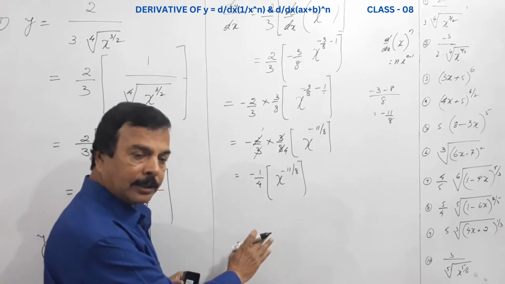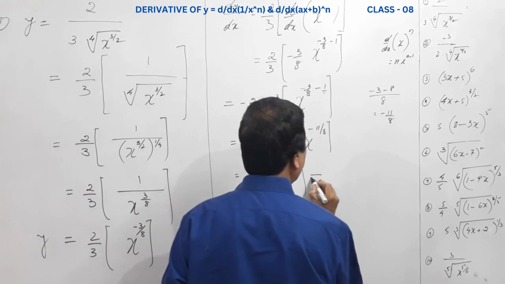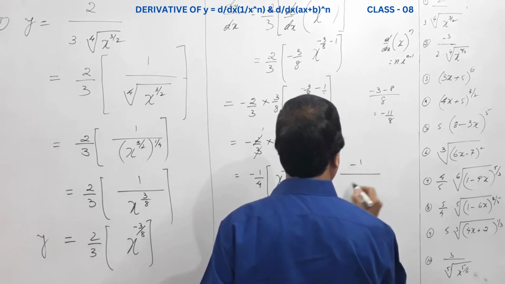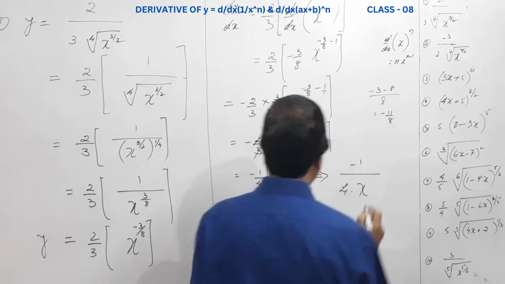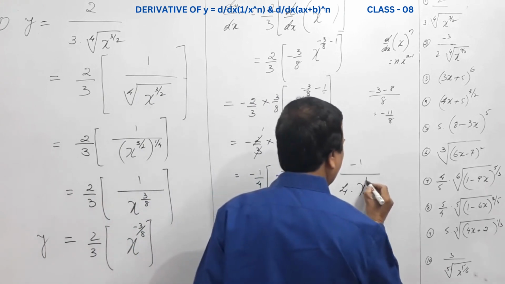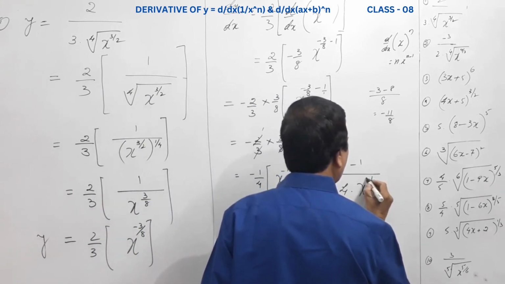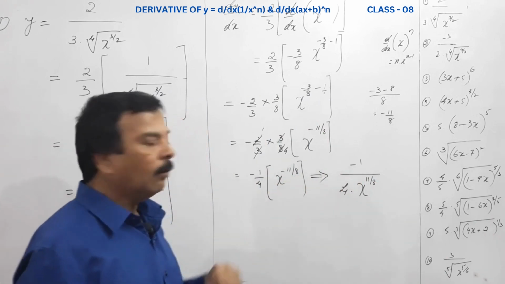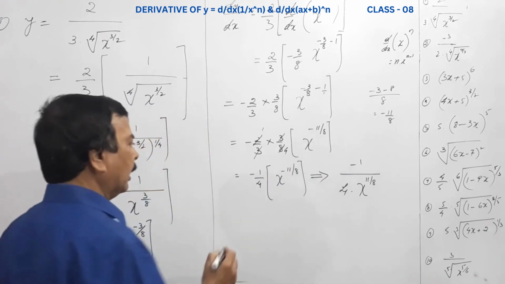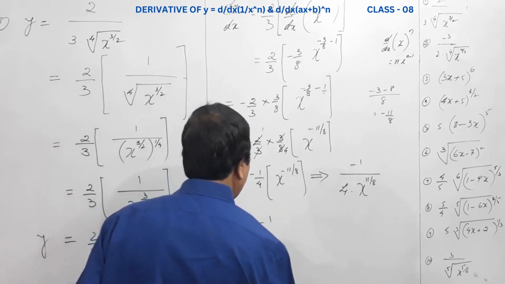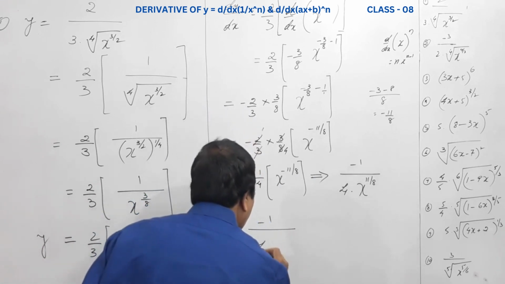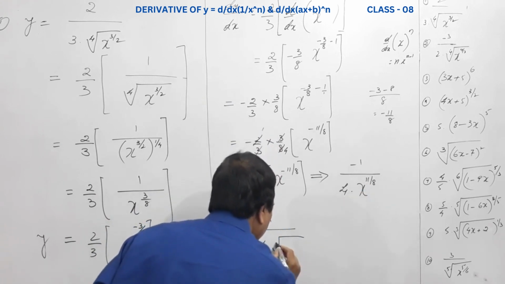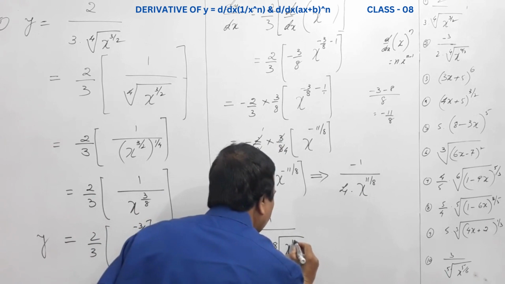Here you can stop at this, or you can further simplify this. So this is nothing but, I simplify this. So I write minus 1 by 4 into x to the power of 11 by 8. Once this sign comes to the denominator, this sign changes to positive. So now I told you this can be further simplified, that is equals to minus 1 by 4 into, this is a root, 8th root of x to the power of 11.